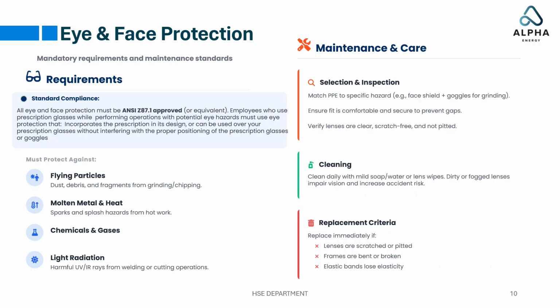Maintenance protocols require daily cleaning with mild soap or lens wipes to prevent fogging and vision impairment, alongside regular inspections for scratches or pits. Equipment must be replaced immediately if lenses are damaged, frames are bent or broken, or if elastic bands lose their elasticity.